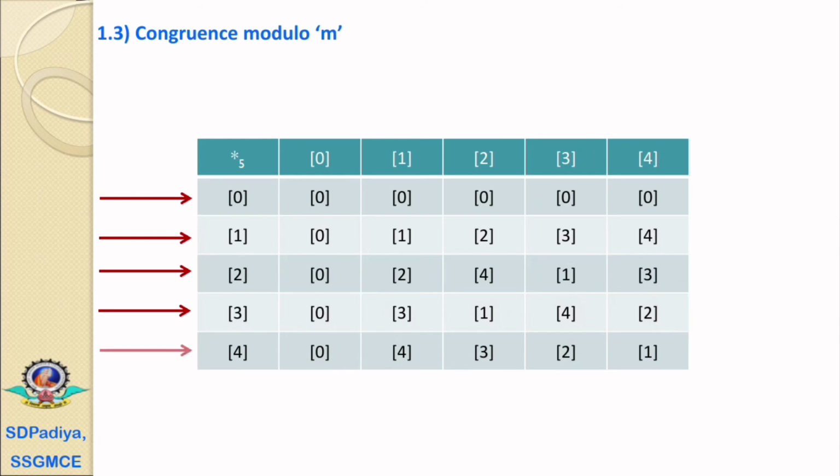And the same for the last, that is 4 into 0 is 0, 4 into 1 is 4, 4 into 2 is 8, 8 mod 5 is 3, 4 into 3 equals 12 and 12 mod 5 is equal to 2. And the last is 4 into 4 equals 16 and 16 mod 5 is equal to 1.